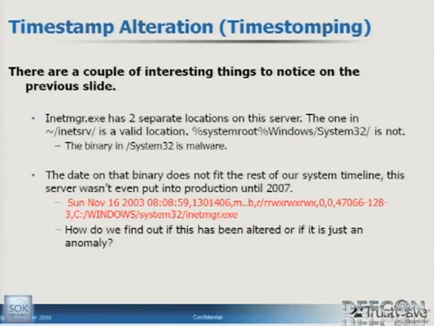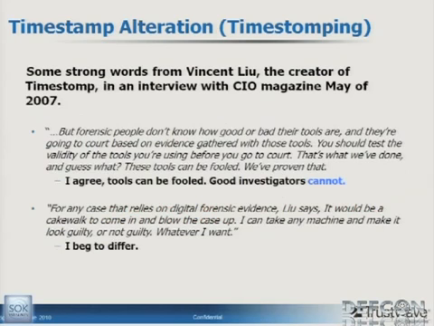So how do we find out if this is just some kind of anomaly or if this has actually been forcibly altered? It's actually easier than it sounds. But before we do that, let's talk about Vincent Liu, who actually created the utility called timestomp. And this is a little bit older interview, but this is pretty common what he has to say about forensics people in general. So Mr. Liu said, but forensic people don't know how good or bad their tools are, and they're going to court based on evidence gathered with those tools. You should test the validity of tools you're using before you go to court. And that's what we've done, and guess what? These tools can be fooled, and we've proven it, right?